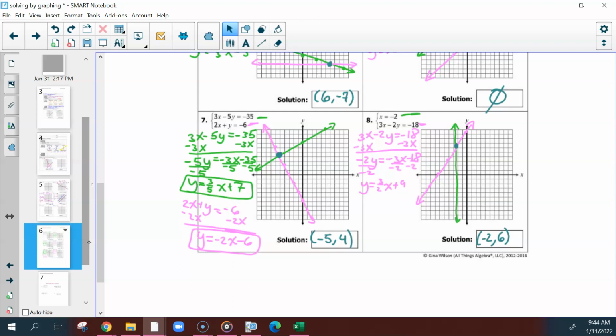And then the last one, x equals -2, should have been a vertical line at -2. It's a little off here, but it should be at -2. And then the second equation was y equals 3/2x plus 9, so that would have been this line right here, with a solution at (-2, 6). Do we have any questions on any of those?